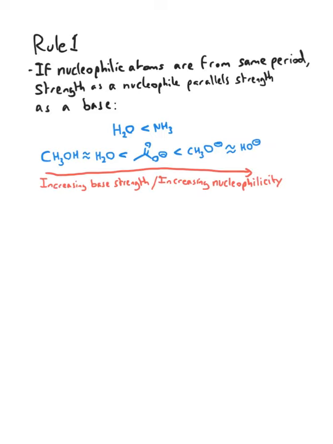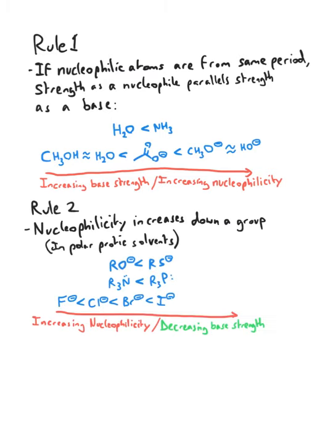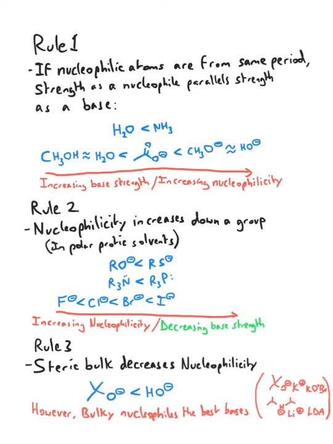Rule 1. If nucleophilic atoms are from the same period, the strength as a nucleophile parallels the strength as a base. Rule 2. Nucleophilicity increases down a group, at least in polar protic solvents. We'll talk about solvents later. And rule 3, steric bulk decreases nucleophilicity.